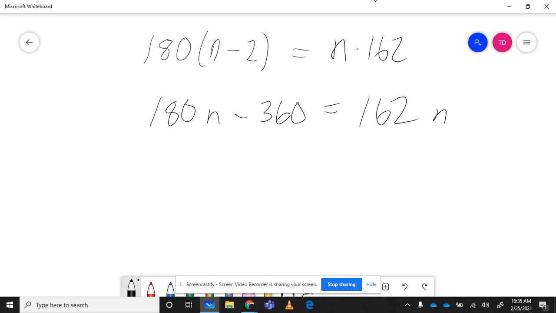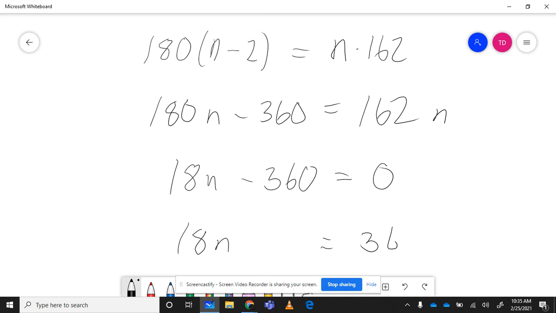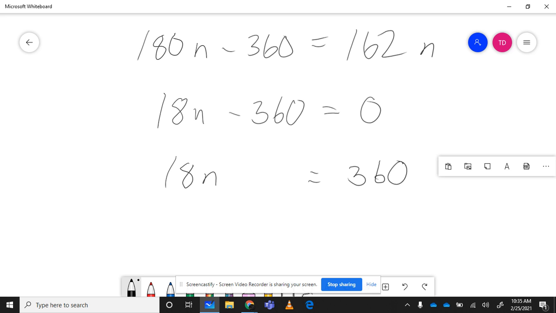And if I do that, if I take away 162 of these, I will have 18 n's left and 0 on the right side. Now, if I just want those 18 n's by themselves, I just need to add 360 to both sides. Okay, at this stage, we don't want 18 n's, we only want one of them, so we're going to divide both sides by 18.